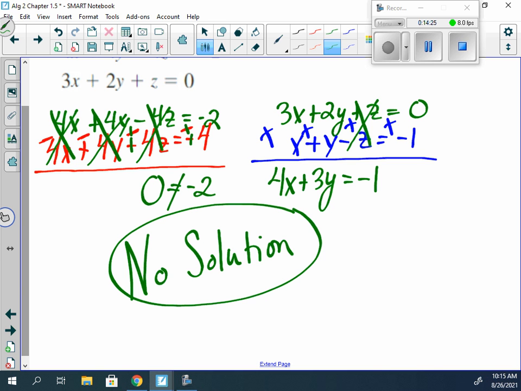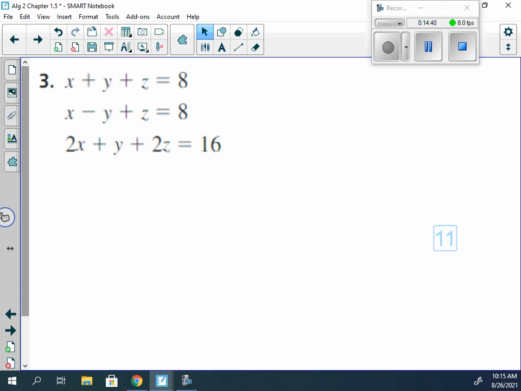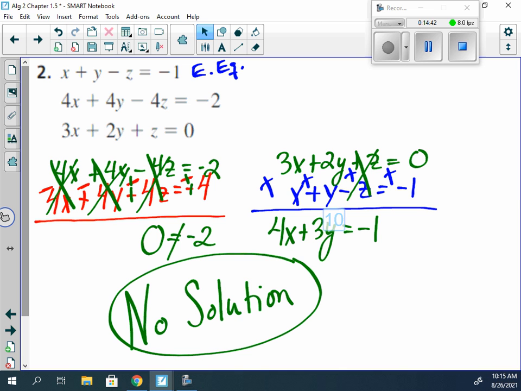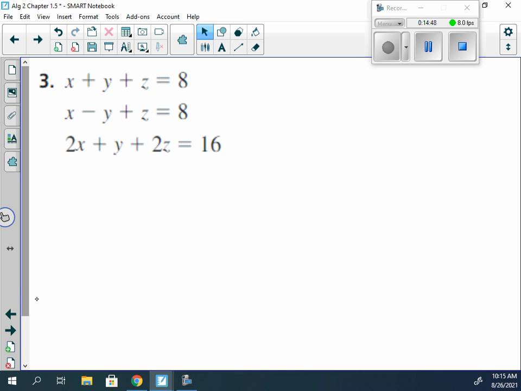And really what it's telling us is that those two equations are parallel to each other. Those two planes are parallel to each other. So we will not have a point or line that all three share. There's no commonality between them. Well, any other questions on this here before we move on to the next one? Okay, let's look at the next one here.